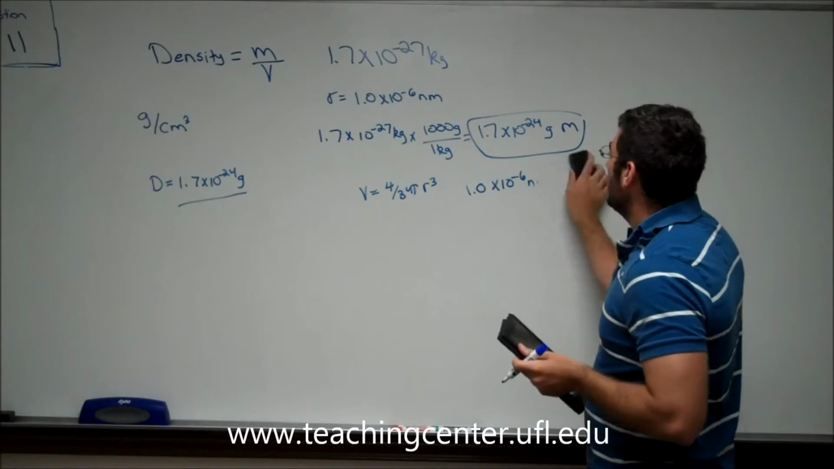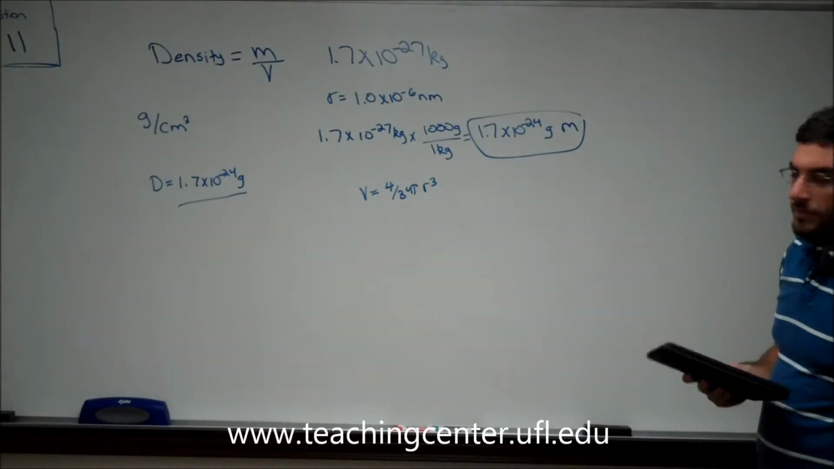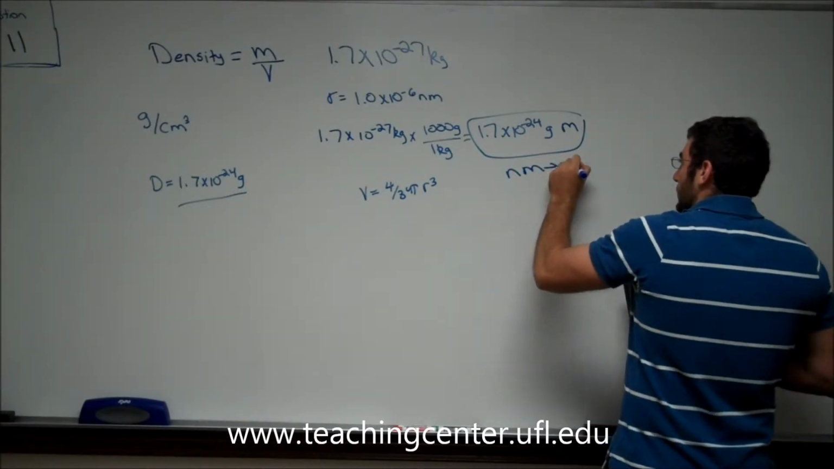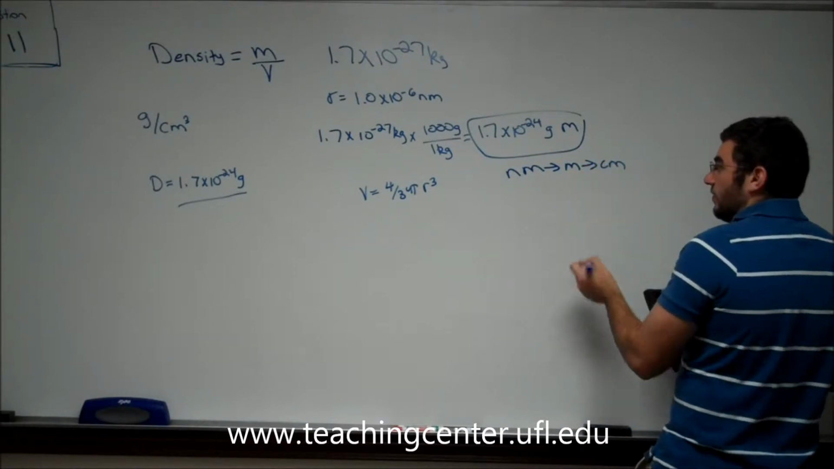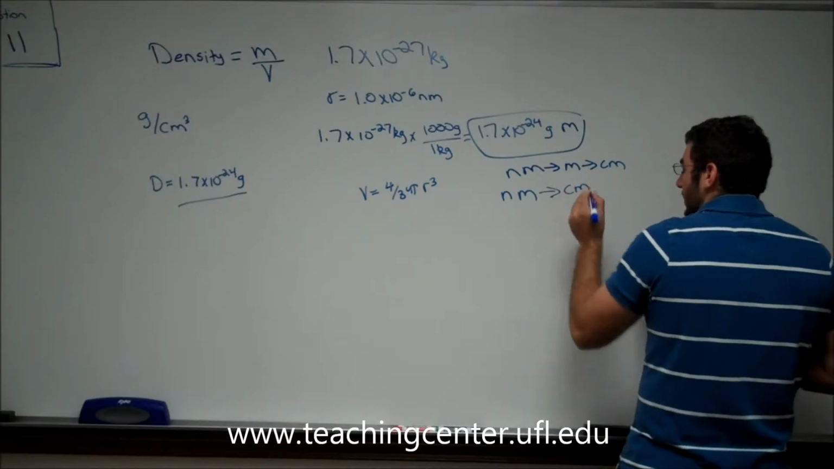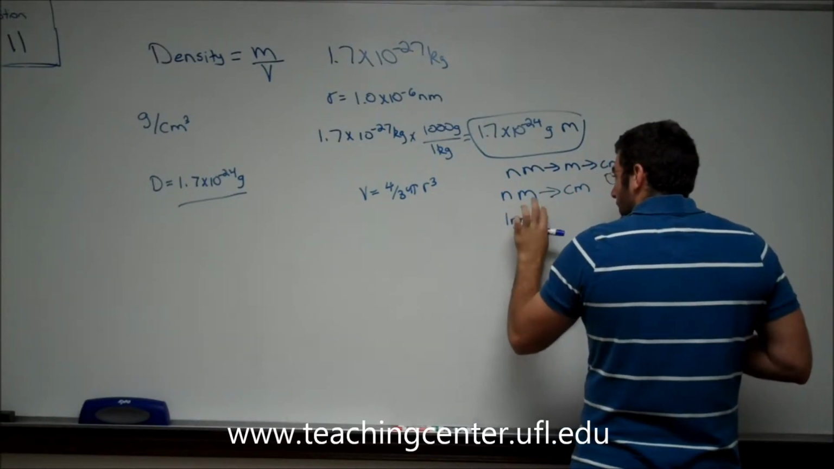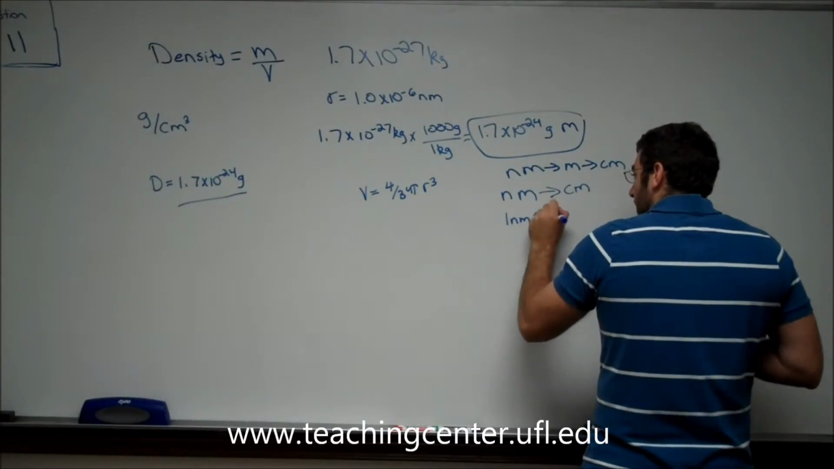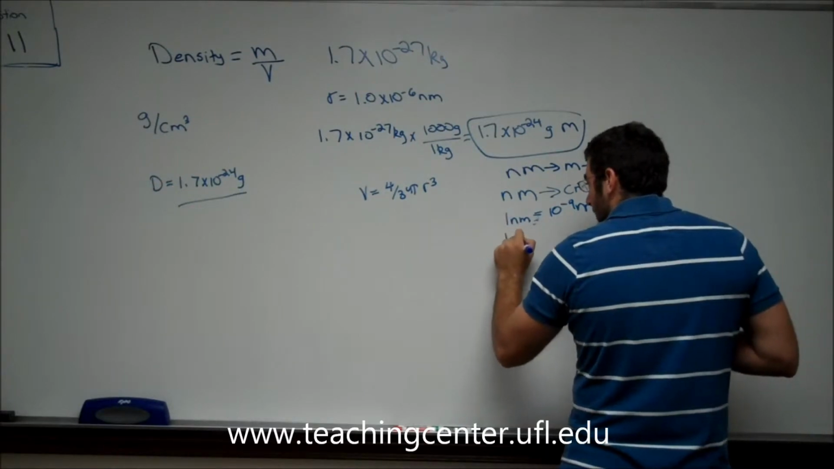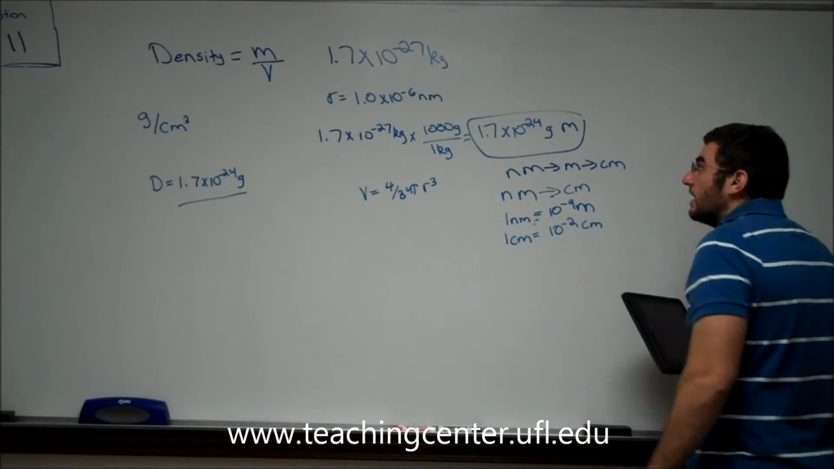Let's do this a little bit differently. I don't see the point in going from nanometers to meters to centimeters. That's just kind of a waste. So let's just go from nanometers to centimeters. We know that 1 nanometer equals 10 to the minus 9 meters, and 1 centimeter equals 10 to the minus 2 meters.